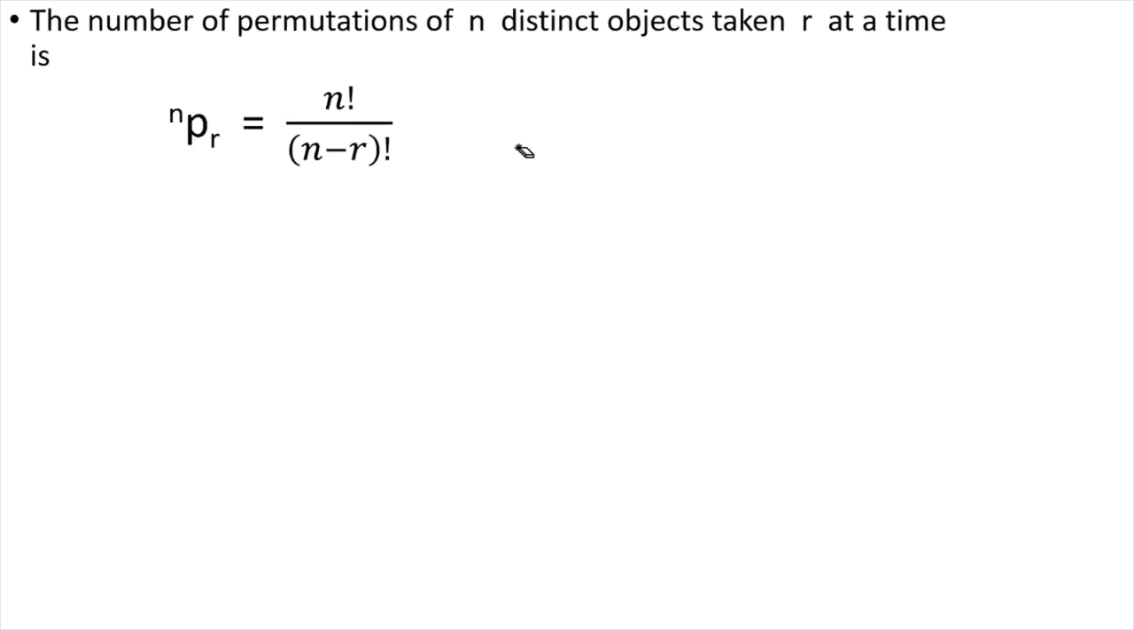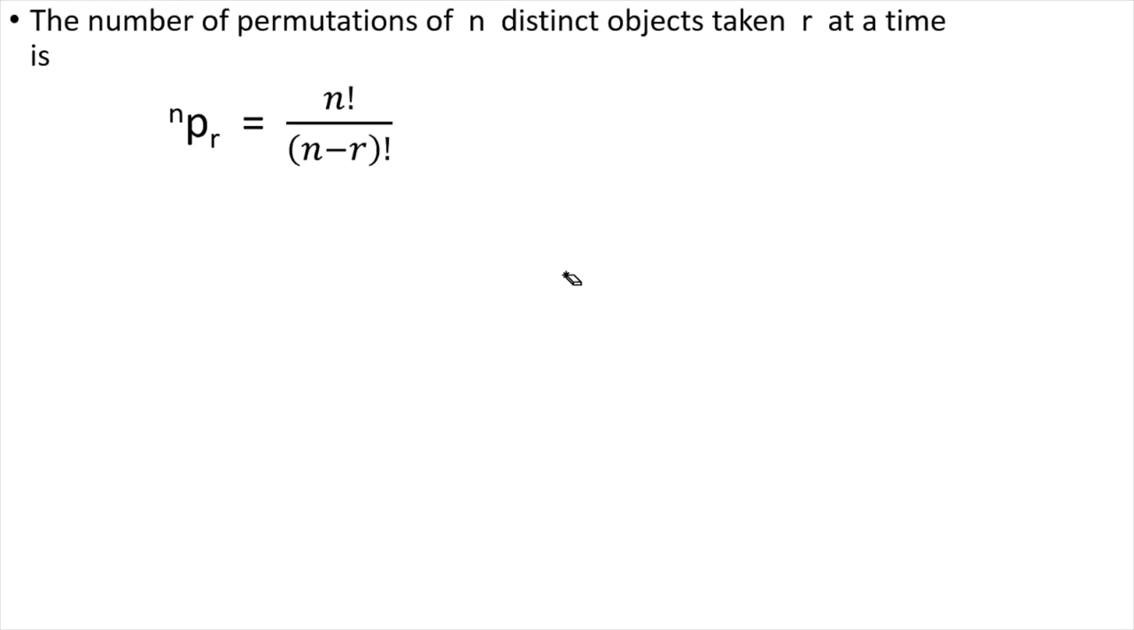When repetitions are not allowed, we have this formula. The number of permutations of n distinct objects taken r at a time is nPr, which is equal to n factorial upon n minus r factorial. When repetitions are not allowed, we will not mention it. When repetitions are allowed, we will definitely mention it. So if a problem doesn't mention anything, you have to assume that the problem is based on permutations when repetitions are not allowed. If repetitions are allowed, we are going to mention it.